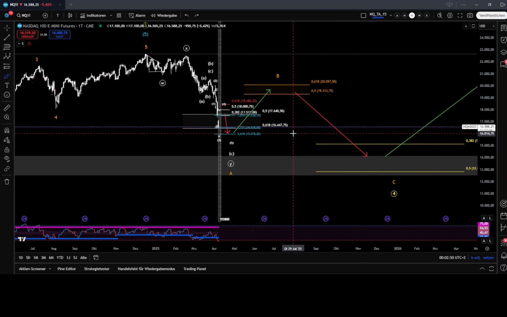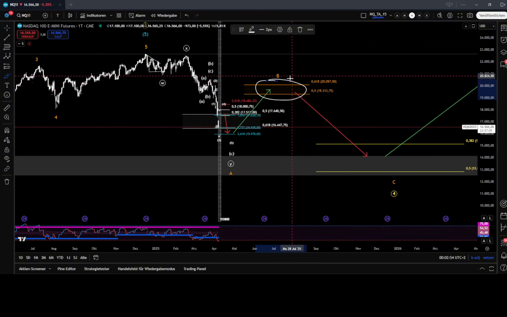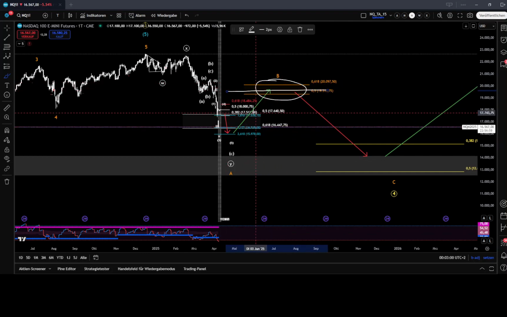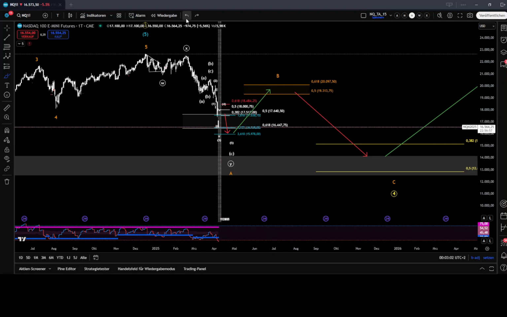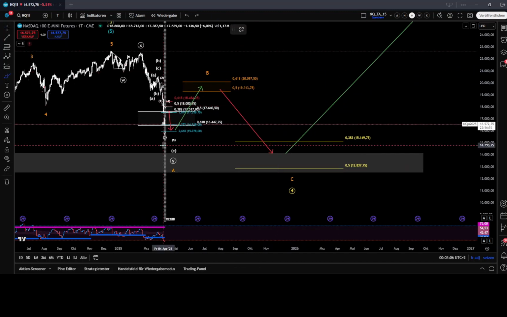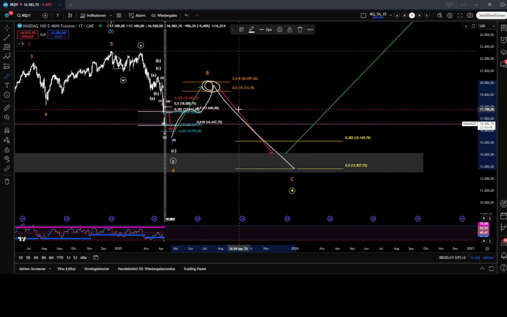And please, ladies and gentlemen, don't get fooled here. It could really be that, because I show you one very important thing right now, because point of control on the daily time frame is slightly above the 50%. I'm going to show that to you on the volume profile in a second. But for now, it really could be that we just move up in this B wave and then come back down. This is the primary scenario right now.